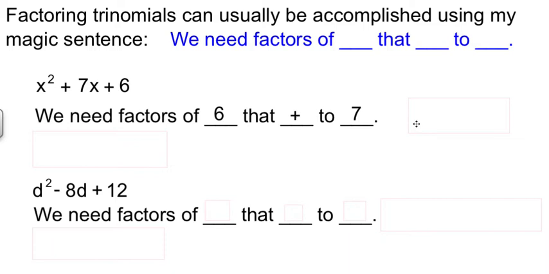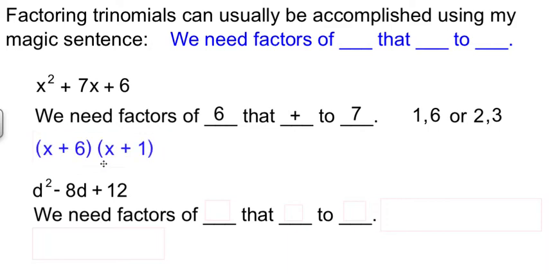Well, the factors of 6 that we could find are either 1 and 6 or 2 and 3. 1 and 6 add up to make 7, so those are the 2 factors we need. To make x squared, we need x and x. And then 6 and 1 were our 2 numbers, so x plus 6, x plus 1. To make a positive 7, we need positive 6 and positive 1. Just like before, if you distribute this back out, you should get the original problem. That's a nice check to see if you're doing it right.